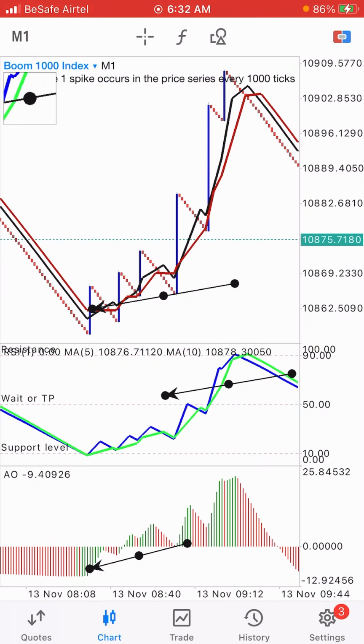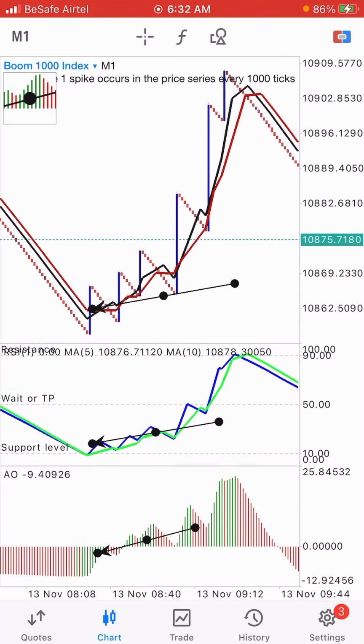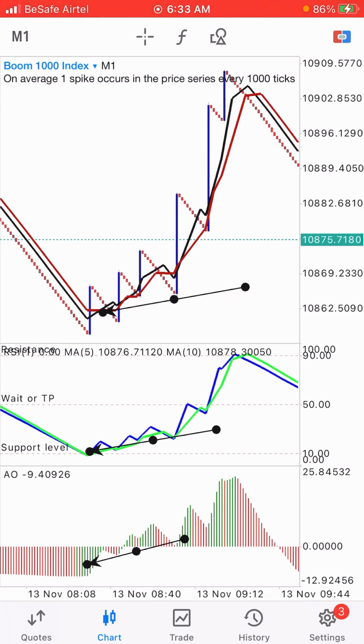You check out for this one if it's at the support level, and you also check out for this one if it's green or red. Get it? If it's green or red, you can see it here. You can see my point. So this is a clear confirmation that this is going to spike.